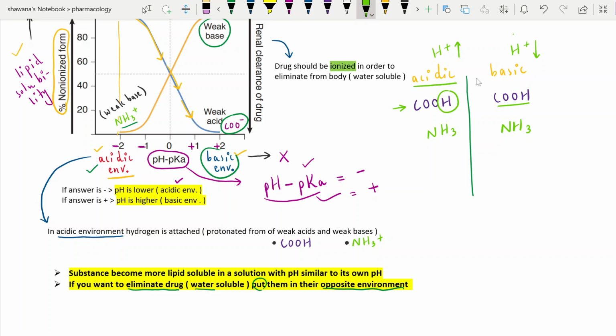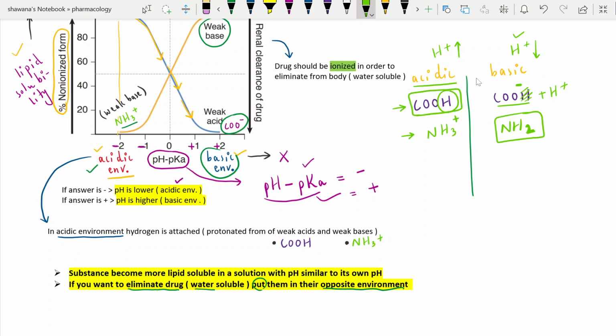Regarding the weak base, when we put it in an acidic environment, protons get attached and the NH3 positive form is present. When we put the weak base in a basic environment, because the protons are fewer, it becomes deprotonated. The NH2 form is present. Wherever there is a sign here, COO negative and NH3 positive, it is an ionized form, and these forms are more water soluble. But the stable forms, which are non-ionized forms like COOH and NH2, are lipid soluble.